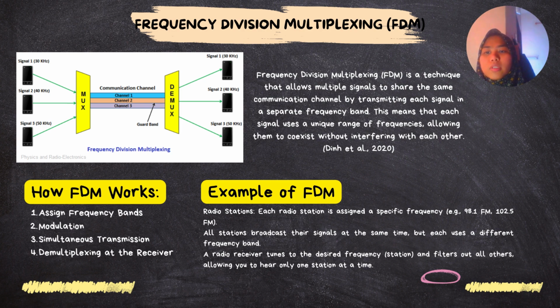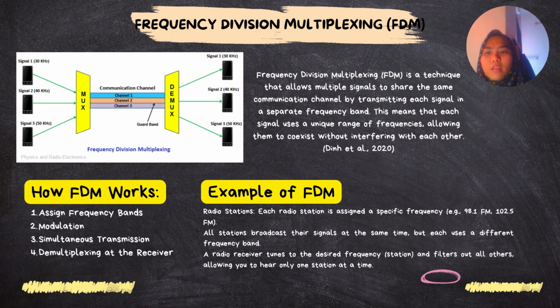And then simultaneous transmission. All signals are transmitted at the same time but on different frequency bands, allowing them to coexist without interfering with each other. And then lastly, demultiplexing at the receiver. At the receiver's end, each signal is separated based on its frequency band and demodulated to retrieve the original data.